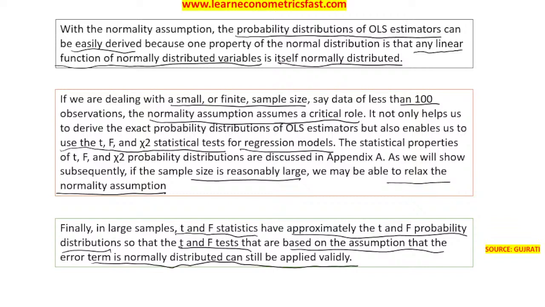So when you assume the normality of error terms, that helps us derive the probability distribution of OLS estimators, and we can also do hypothesis testing using the T, F, and chi-square test statistics, which will have the T, F, and chi-square probability distributions in large samples.